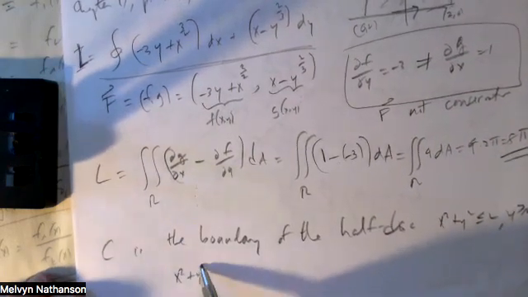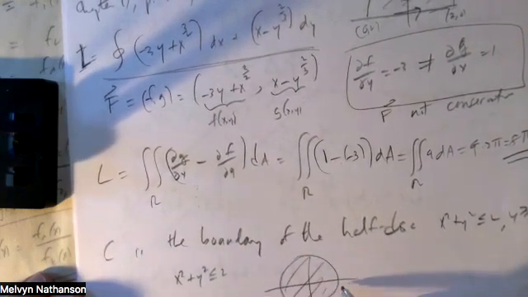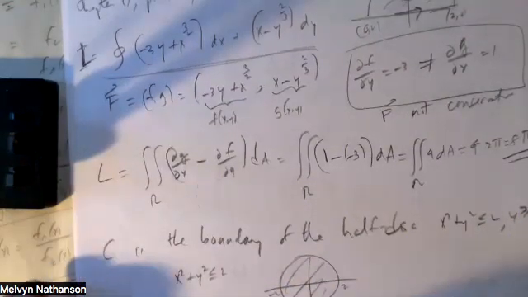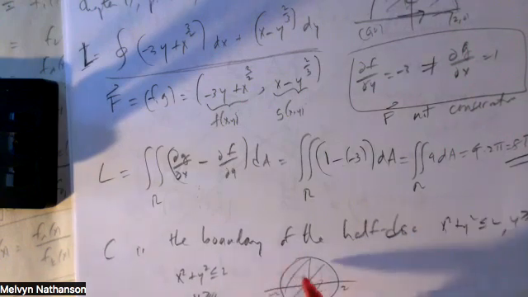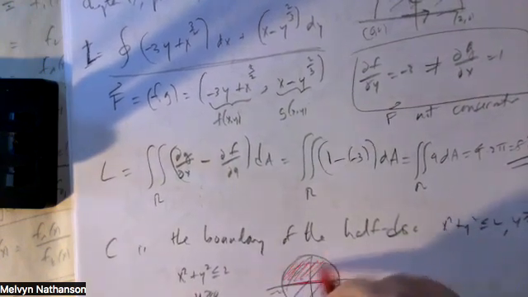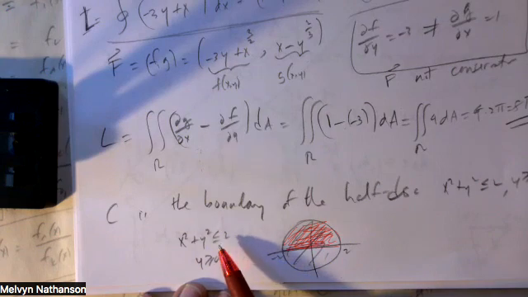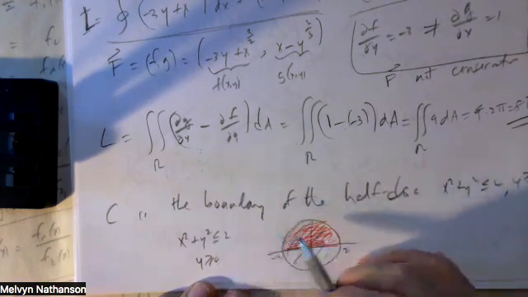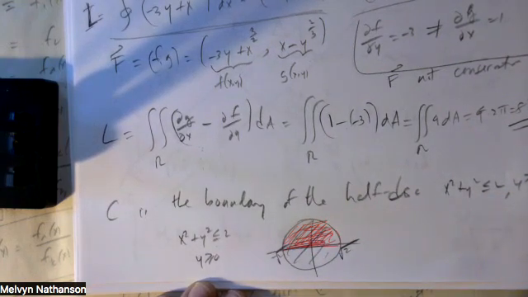If you look at the disk x squared plus y squared less than or equal to 2, that's the whole inside of the circle. But if you're only looking at the part with y greater than or equal to 0, that means you're looking at just the top half of the disk, what I just put in red. I'm sorry, actually I made a mistake. It should be square root of 2. If it's x squared plus y squared less than or equal to 2, it's the disk of radius square root of 2.